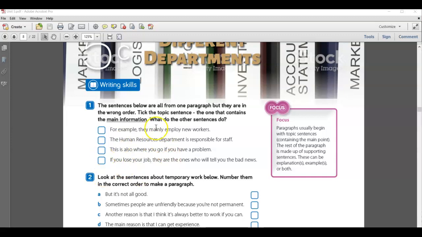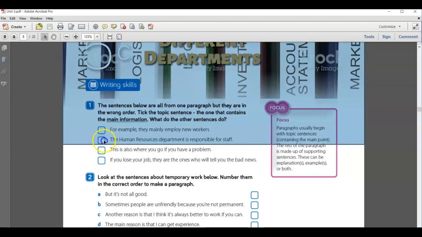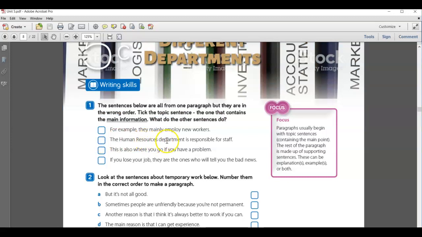Okay, the topic sentence here is this one. The Human Resources Department is responsible for staff. This is the main idea, because this one talks about the department's overall function. What does it do? Responsible for staff.